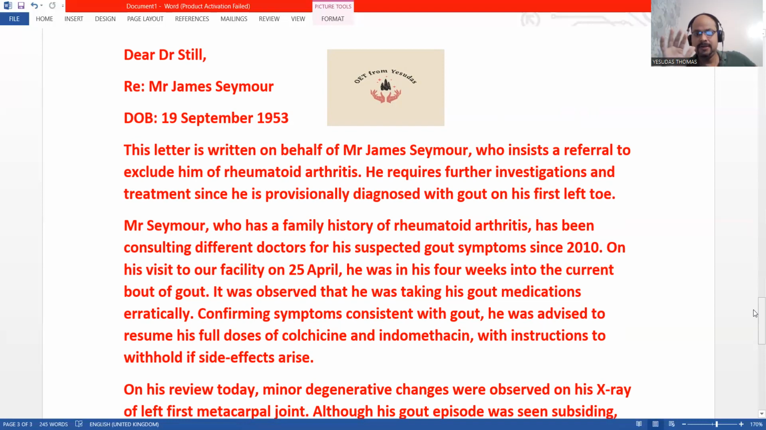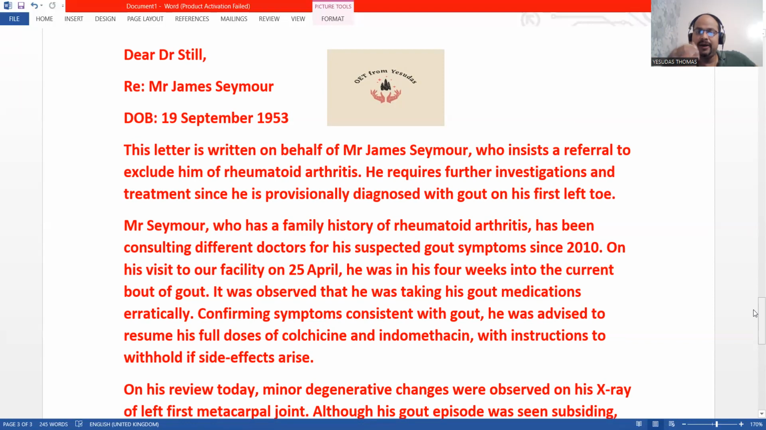That's it. We have completed the patient name, the real reason, which is the insistence of the patient, and what he requires, that is the investigations and treatment. So everything is there in just 2 sentences. Now let's go ahead to the first paragraph. Mr. Seymour, who has a family history of rheumatoid arthritis, has been consulting different doctors for his suspected gout symptoms since 2010.